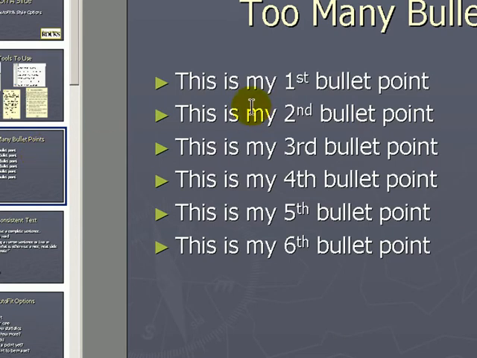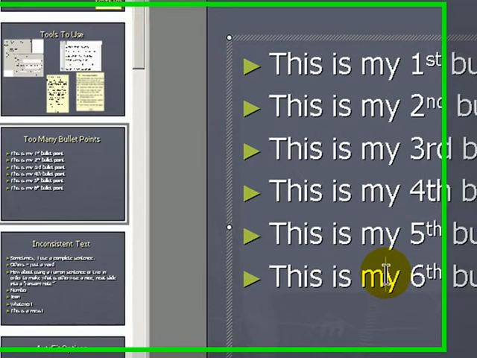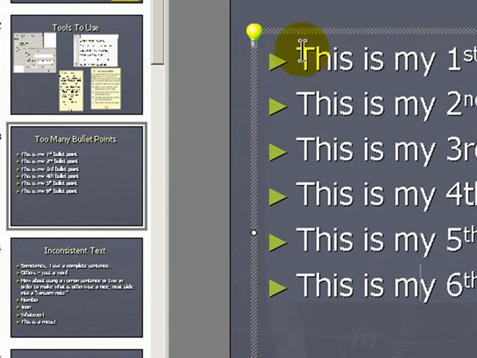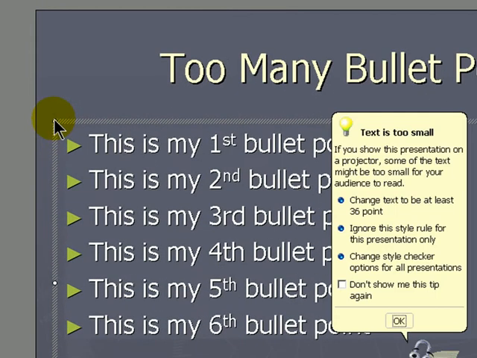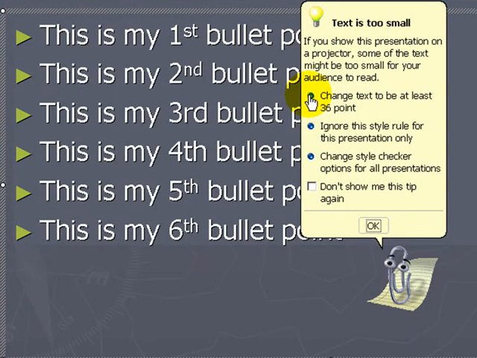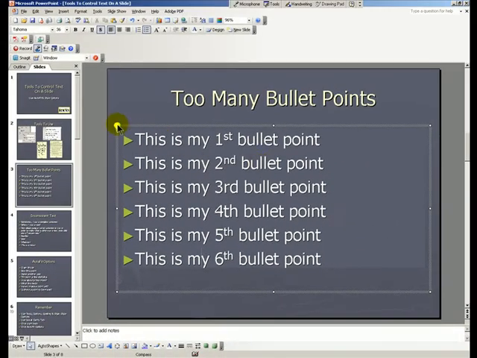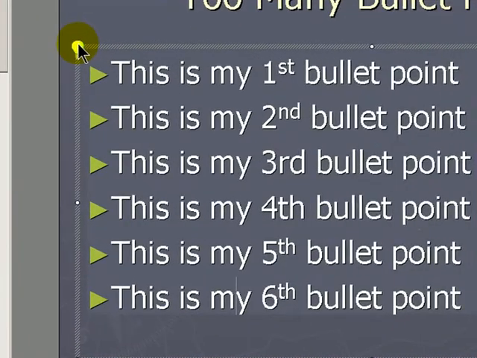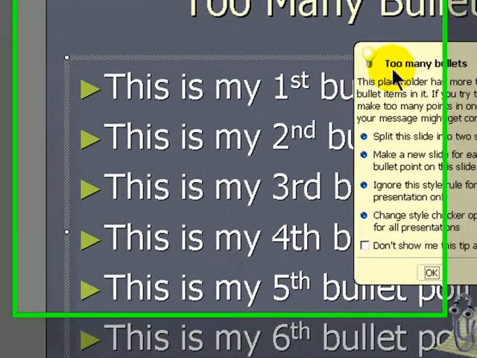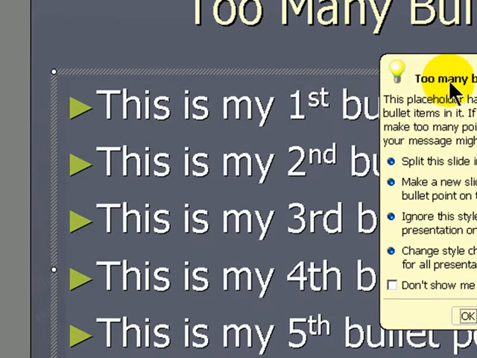Over here on slide 3, as you can see, I have 6 bullet points. What I want to look for now that I've set up my options is this light bulb. And the light bulb is giving me some choices. I can leave the 6 bullet points, but to make it readable, let's change the text for the bullet points to 36 point. Much better. Now notice that once I've made that change, if I click back on the light bulb, it's telling me I do have too many bullets.